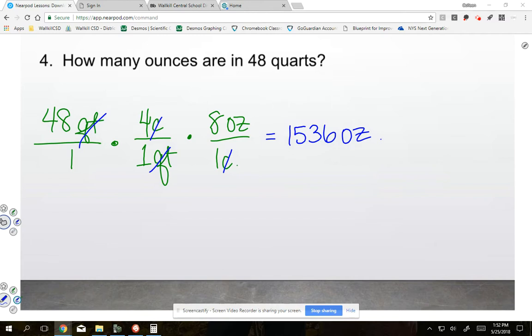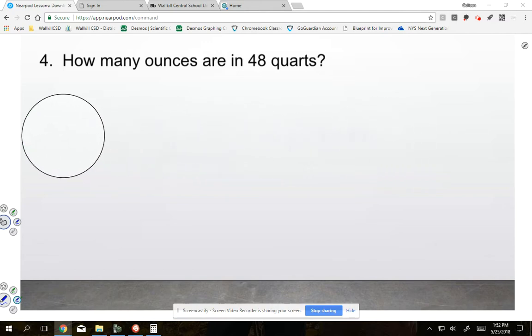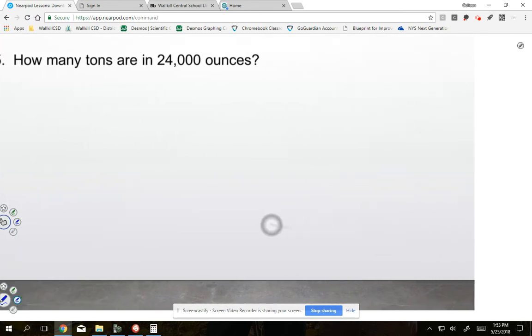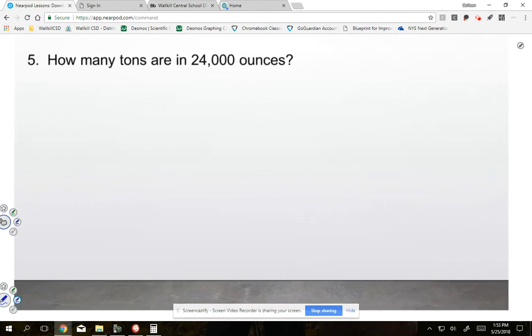Okay. So in all of those cases, we were converting something bigger to something smaller. In the next one, we're going to convert something smaller to something bigger. So there's going to be a change in how we set it up. The ones will not always be in the denominator. Okay? So taking a look at this one, 24,000 ounces is what we're starting out with, and we want to change that to tons.